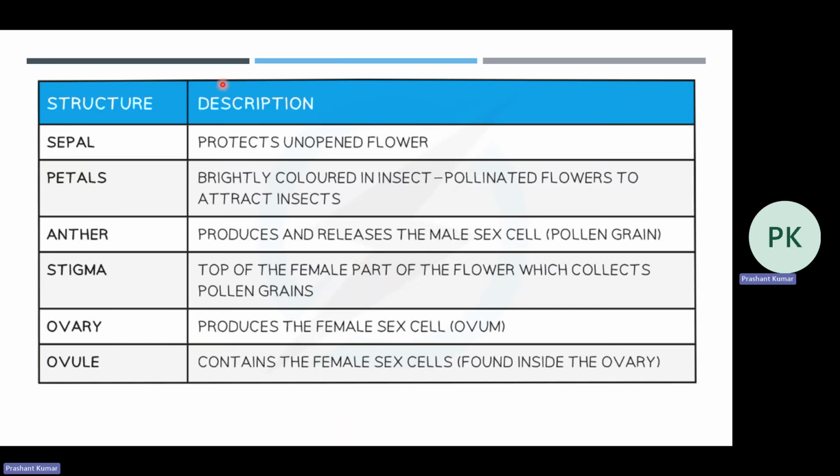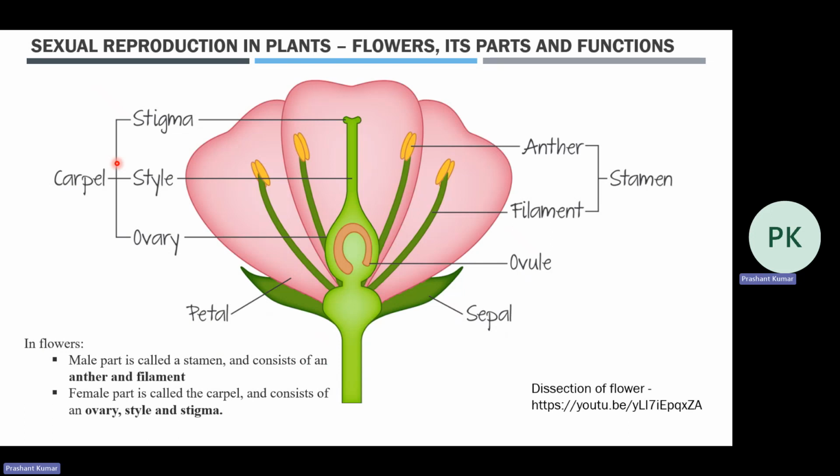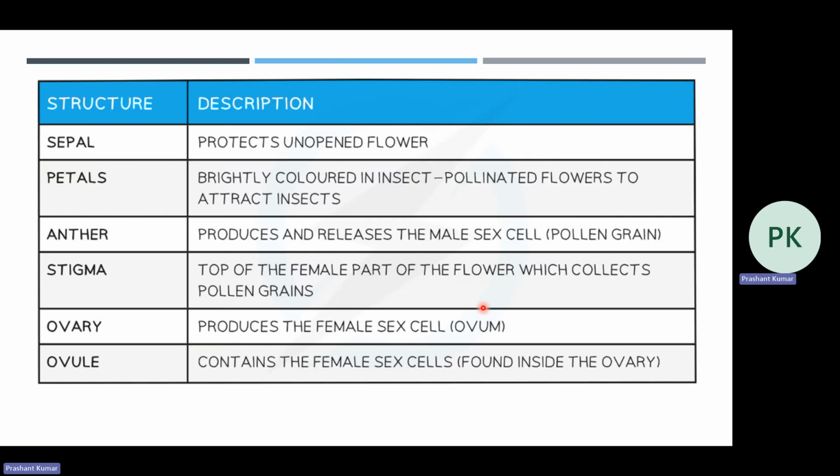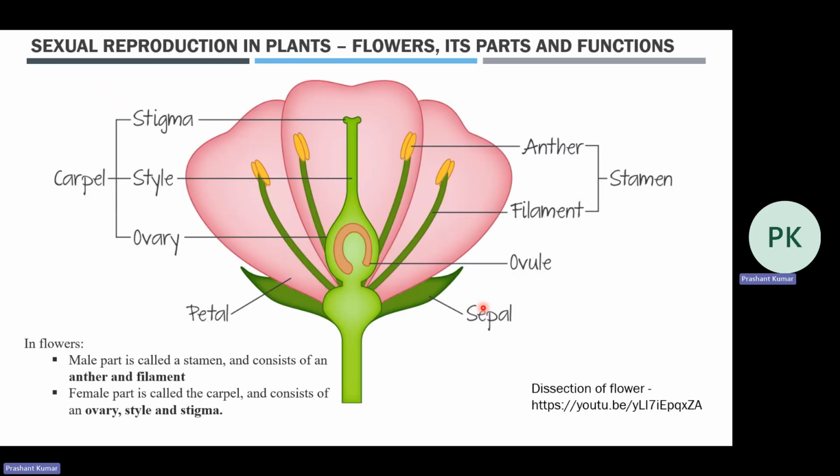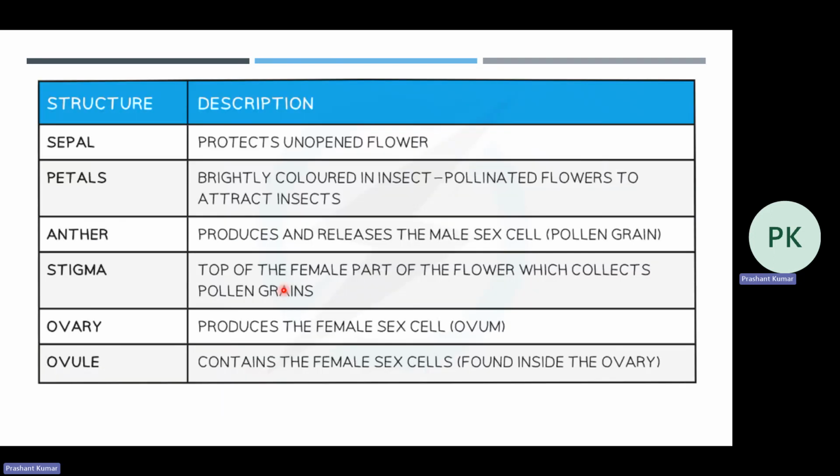Now let's see the function, what these parts do. You can keep a flower diagram with you and check. Sepal is the green part, you can see here in this diagram. So they protect the flower, right, from falling. Petals, you can see the big colored thing other than green. Petals are generally bright in color, and this is very important for insect pollinated flowers because the bees and insects are going to get attracted by the petals.